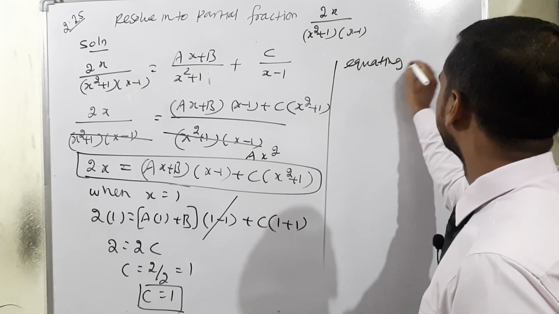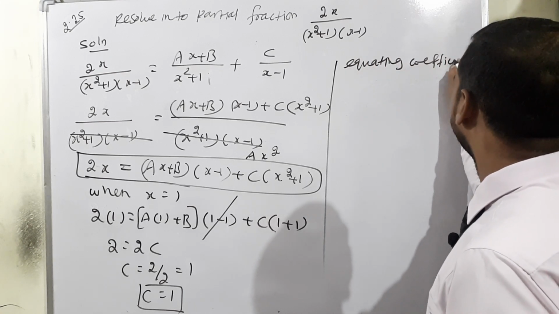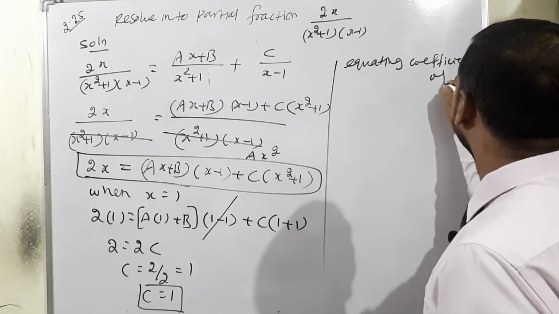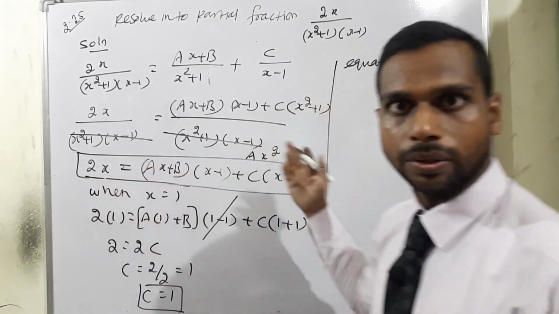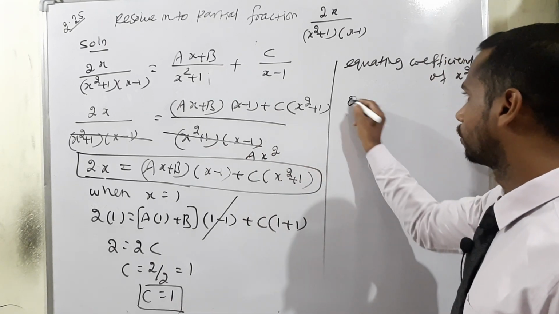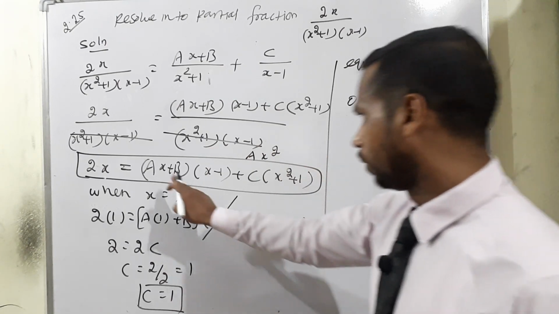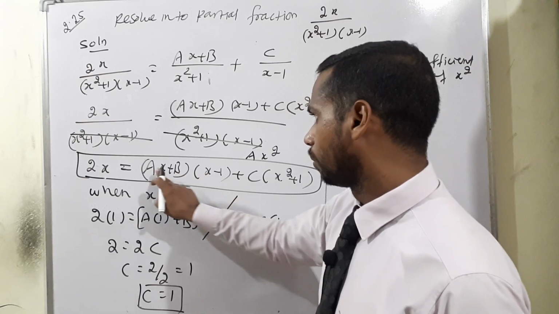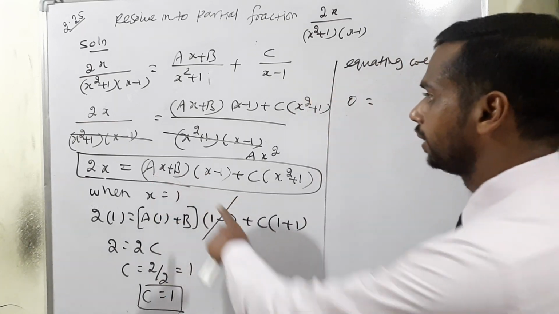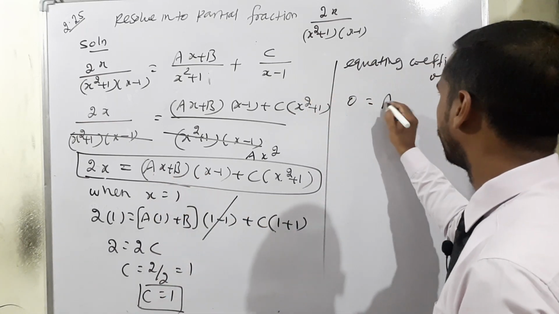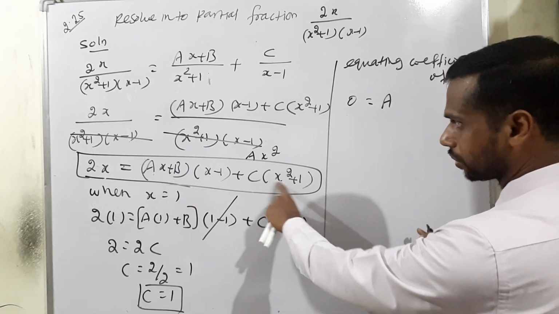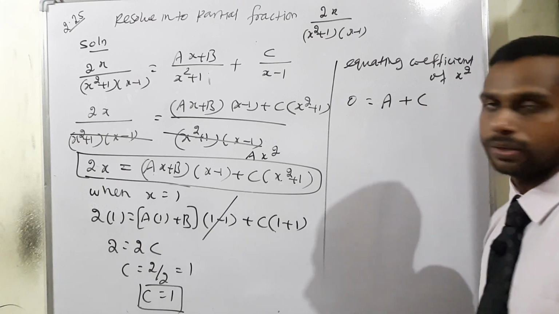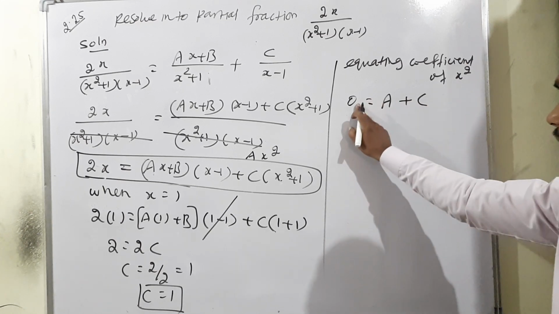So equating the coefficient of x square, what will happen? On the opposite side only x is there, so there is no coefficient of x square, so it is 0. Here actually a x into x square, so the coefficient of x square is a. In the next bracket, c into x square is 1, therefore directly we can write c. So a plus c is equal to 0.